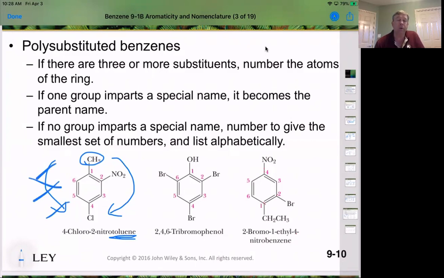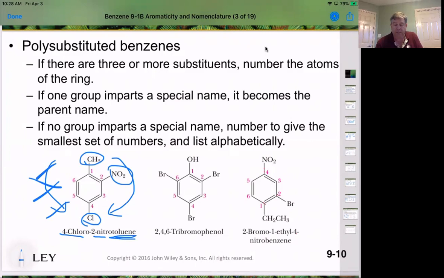And so then when we do, we name it clockwise with the lowest number, and then we alphabetize. So in this case, the chloro comes before the nitro group. So we have 4-chloro, 2-nitro, toluene. Okay. So when we can't go by number, we go by the alphabetization.